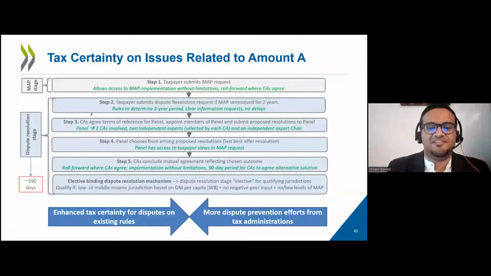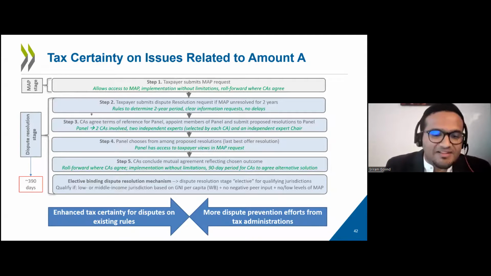Note here that, of course, this is a proxy for jurisdictions that are new to MAP, as I mentioned. So once any of these conditions are met, a jurisdiction would not be eligible for the elective process going forward. So once they develop experience in MAP, they move from the elective to the mandatory binding process.